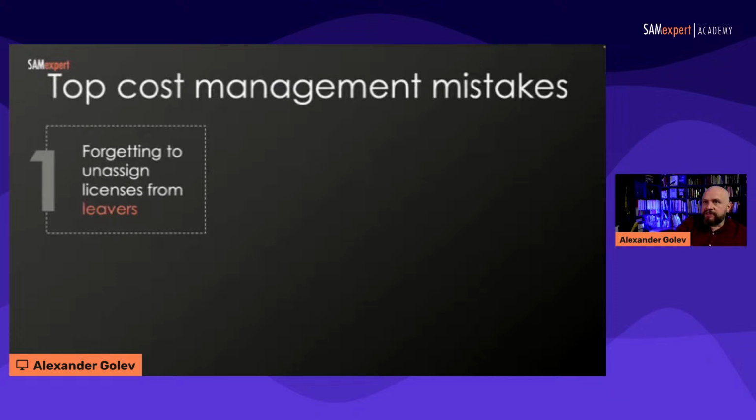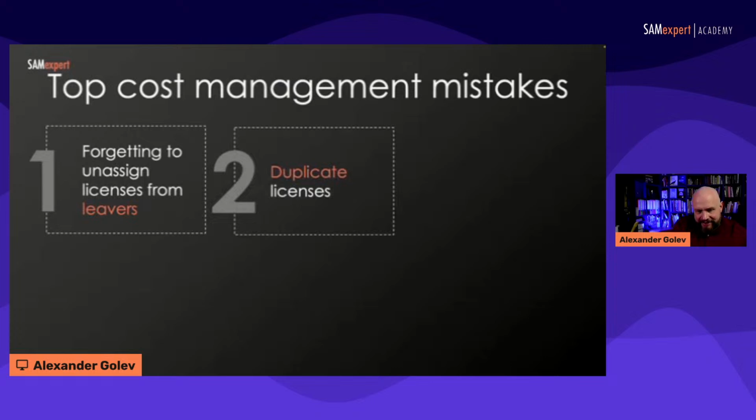So top cost management mistakes, just quickly, let's run through them. Forgetting to unassign licenses from leavers. That's like number one. Duplicate licenses. We started looking at them about 3 years ago, and surprisingly, we still find them. Say, same user is assigned a license of E5 and a license of E3. Microsoft doesn't stop you. If you make this mistake, nobody's going to tell you about it. You have to figure it out yourself, or have a tool that shows those duplications for you.